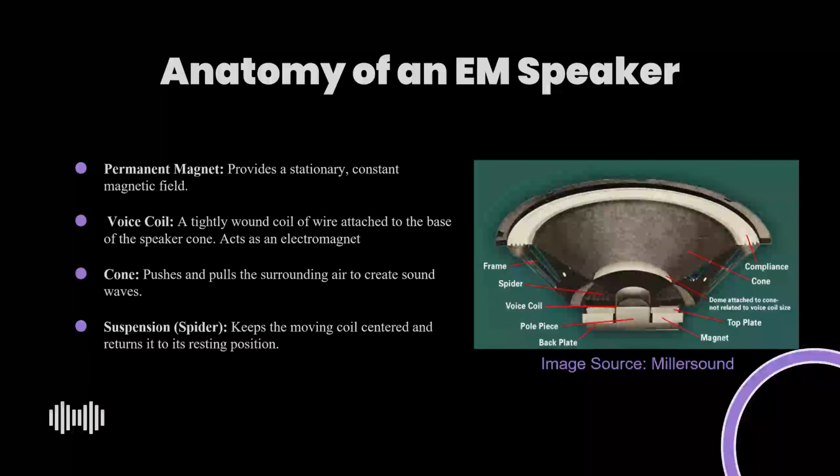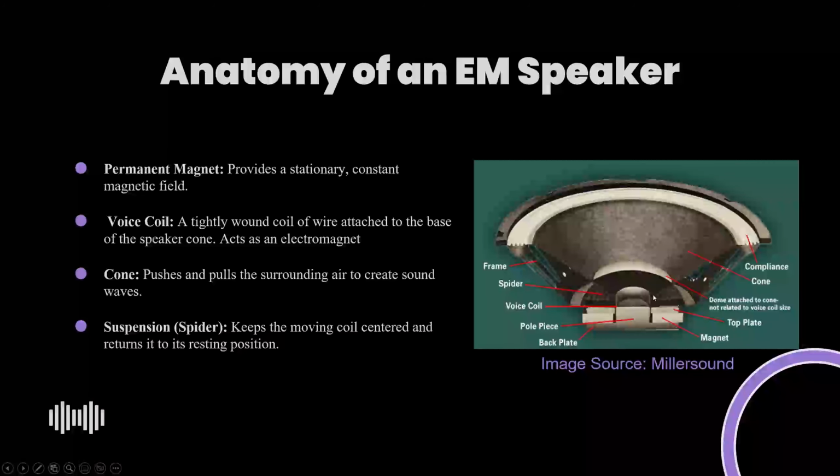Here is an image of a cross-sectional cut of an EM speaker, a standard one. At the base, we can see we have a heavy and stationary permanent magnet. And sitting directly inside the gap of that magnet is the voice coil, as you can see on the image here.